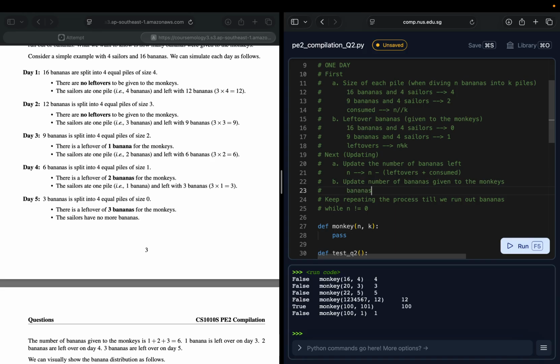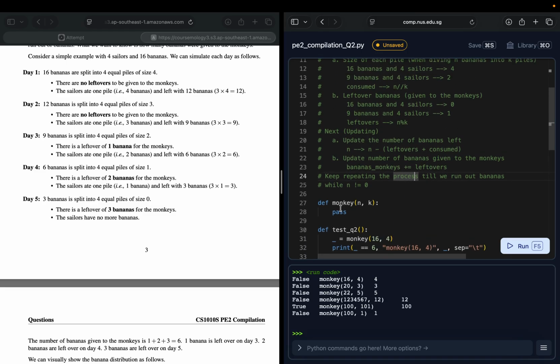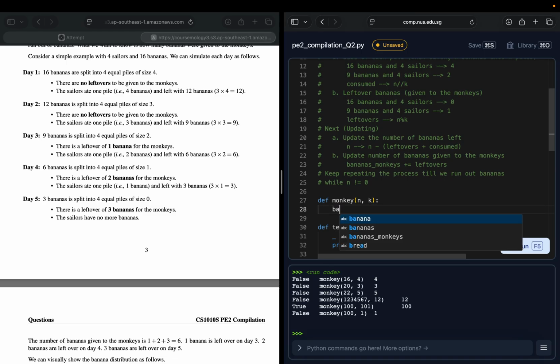The bananas that we are giving to the monkey, let's keep track of that in a variable called bananas monkeys, and we'll just update it by adding the number of leftovers, because these are the number of bananas given to the monkeys at each step. So we have our pseudocode ready with us, so we can get started with coding the solution.